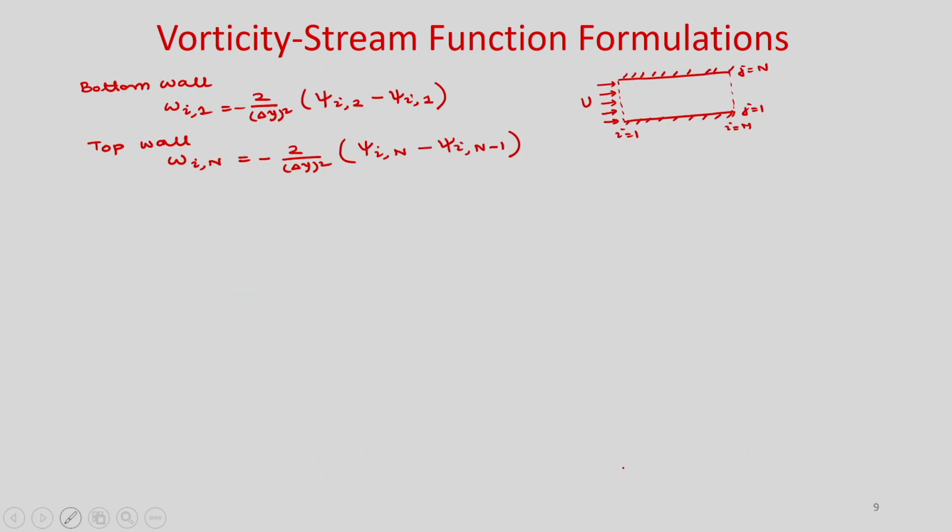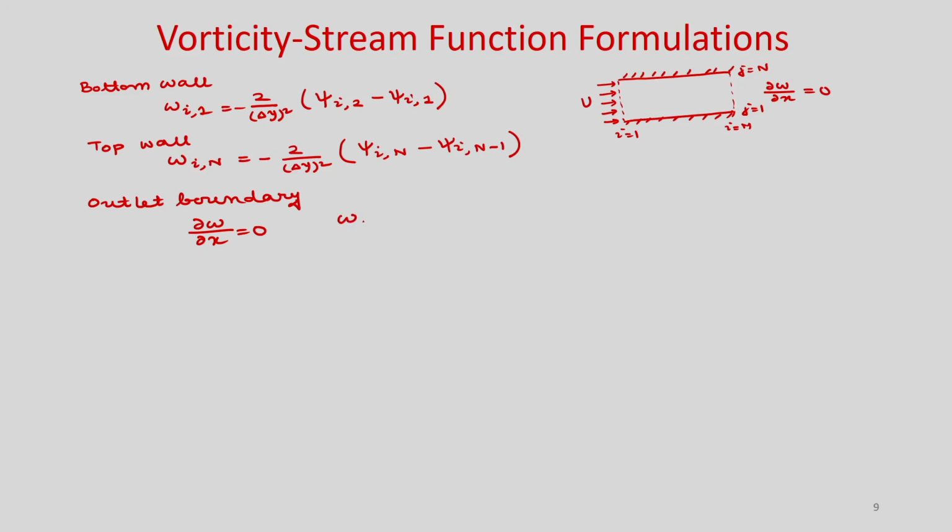Now, outlet boundary. At outlet boundary we will consider fully developed flow. So, if it is a fully developed flow, you can write del omega by del x is 0. So, it is a fully developed condition. So, del omega by del x will be 0, and you can use first order accurate scheme.